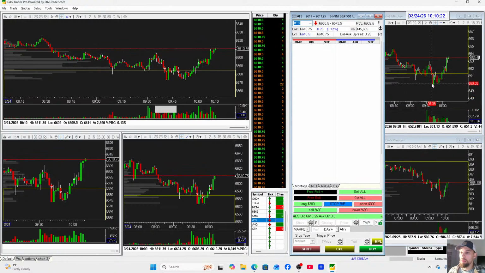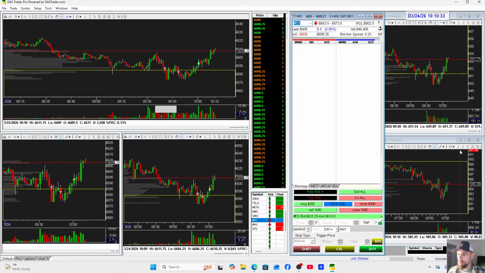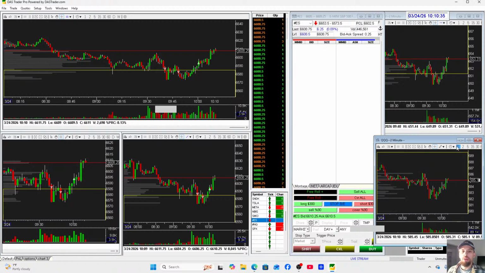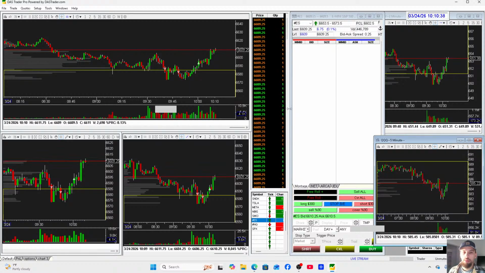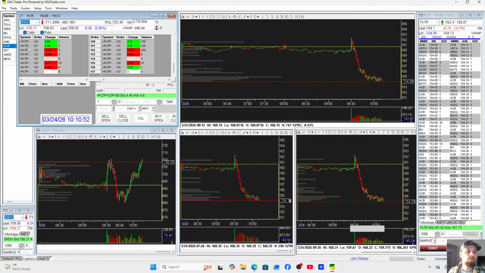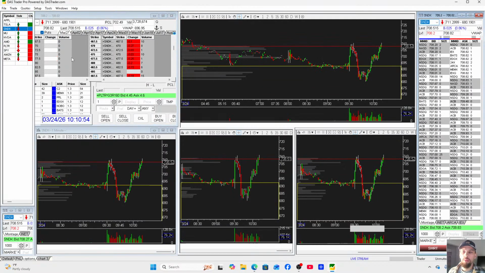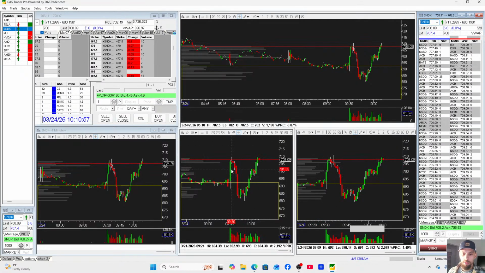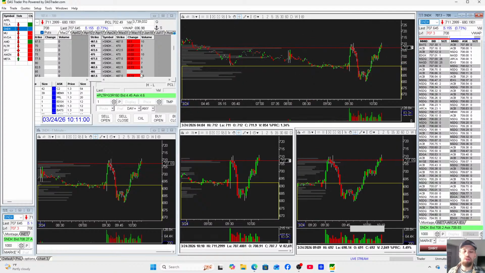ES looking good. SPY looks good. Seems bullish to me. Can't force nothing though. Down over 1 right now. SNDK testing the high. It's climbed its way back up, testing the high day here.